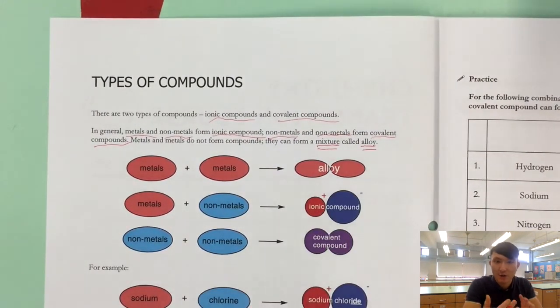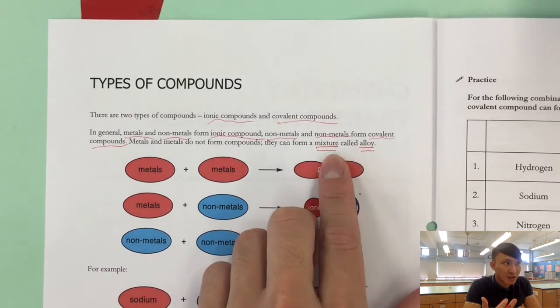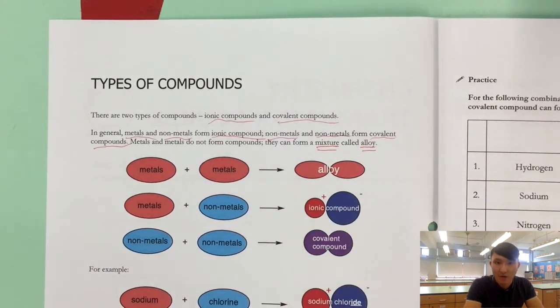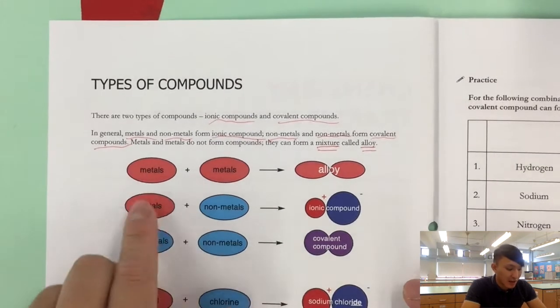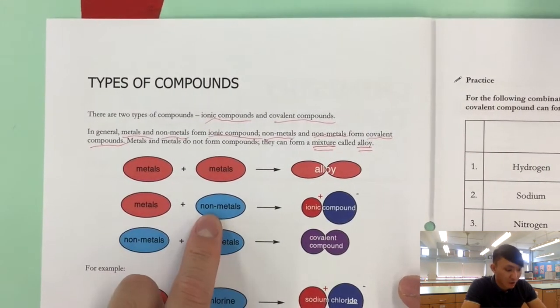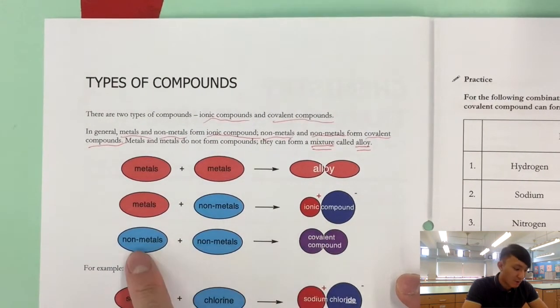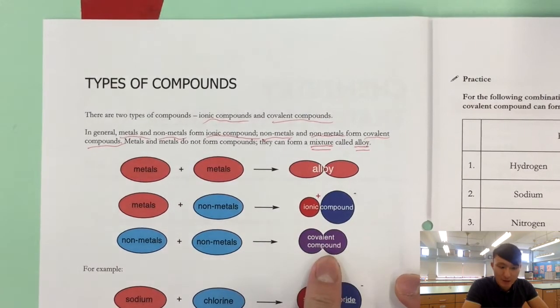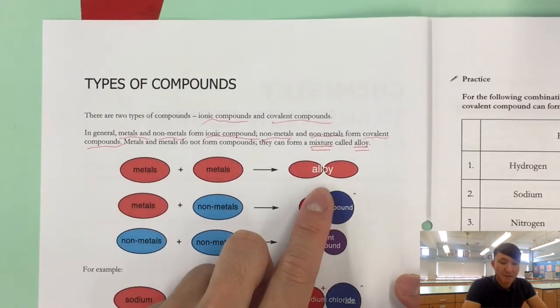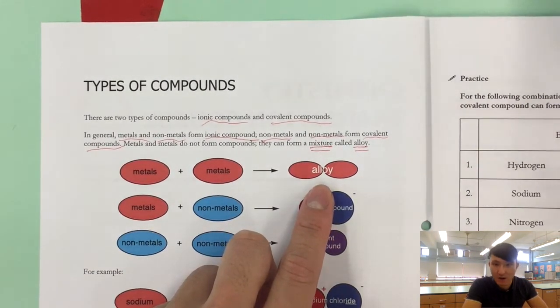A mixture consists of two or more substances that are simply mixed together. They are not chemically joined. So an alloy is a mixture, not a compound. So you see down here, metal and nonmetal form an ionic compound, nonmetal and nonmetal form a covalent compound, and metal and metal might mix together to form an alloy.